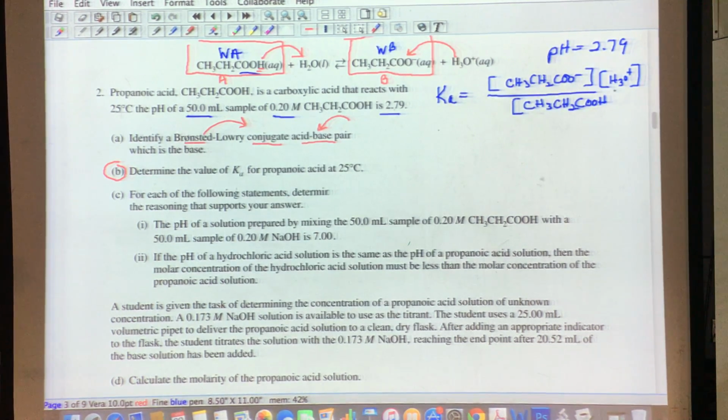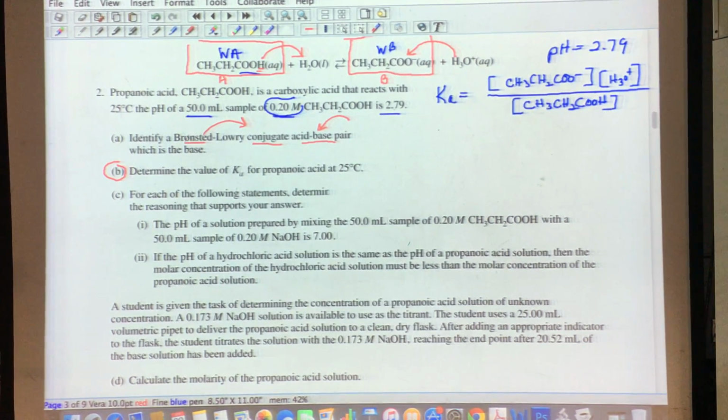Okay, notice this represents the concentration of the products over the reactants to their coefficients, all one, but when they're at equilibrium. Okay, all I have right now is the initial concentration. So I'm going to need an ICE table.